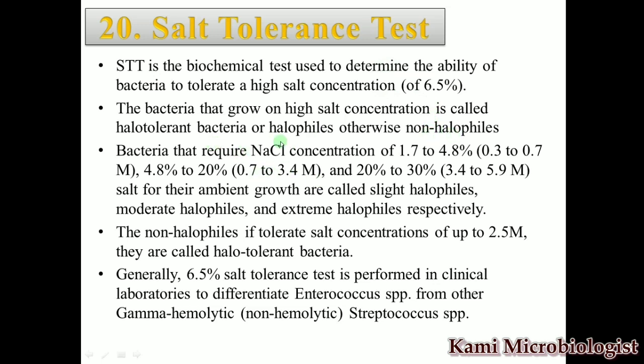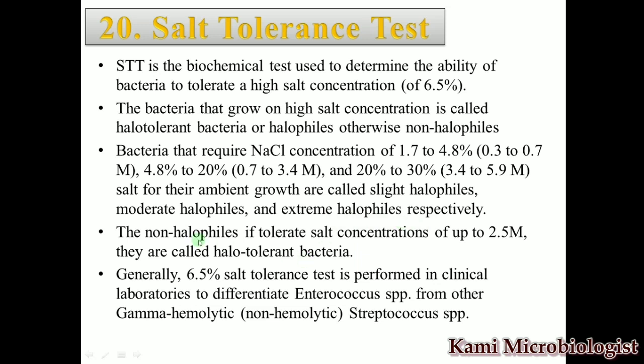Now we have other terminology for high salt concentration. In salt we mostly use NaCl. The bacteria that grow at 1.7 to 4.8% or 0.3 to 0.7 M are called slightly halophiles. Those bacteria that grow at 4.8 to 20% or 0.7 to 3.4 M salt concentration, we call moderate halophiles. And finally those bacteria that grow at 20 to 30% salt concentration, 3.4 to 5.9 M, we call extreme halophiles.